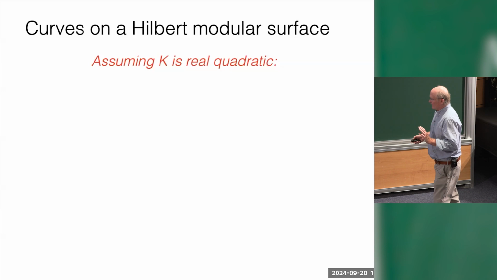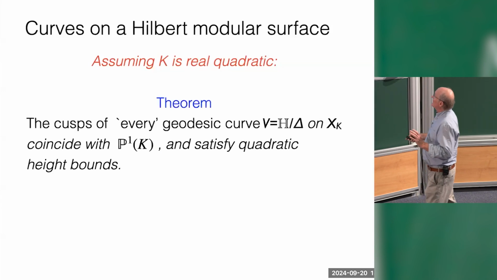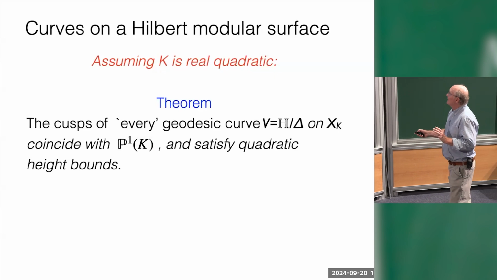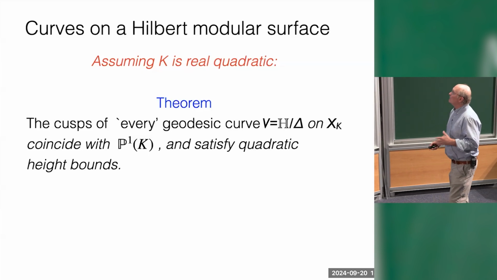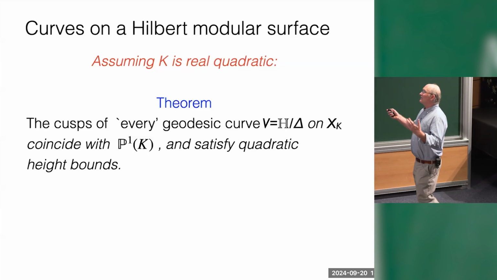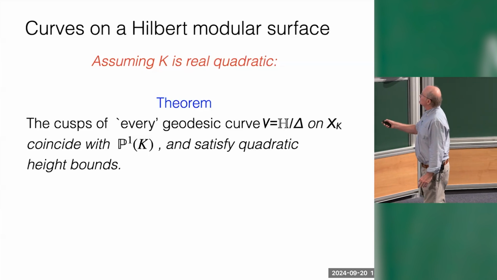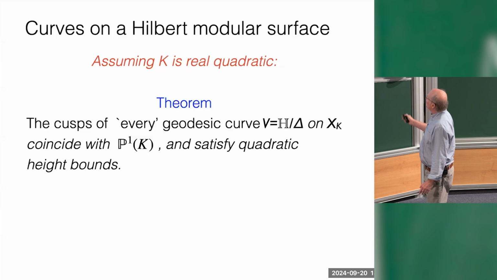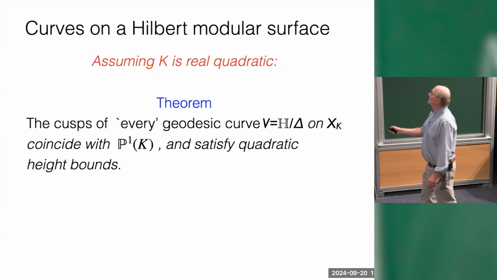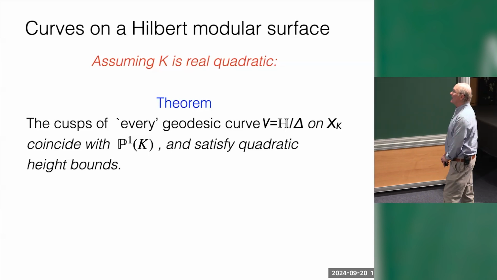It will apply in the quadratic case, like Q adjoin gamma. So assume K is a real quadratic field, then the theorem is that the cusps of every geodesic curve on this Hilbert modular surface coincide with P1 of the underlying field. In other words, everything that could be a cusp is a cusp. These are, so to speak, the cusps of the Hilbert modular surface itself, and this curve represents every cusp, and moreover, in some technical way, these quadratic height bounds go along for the ride.